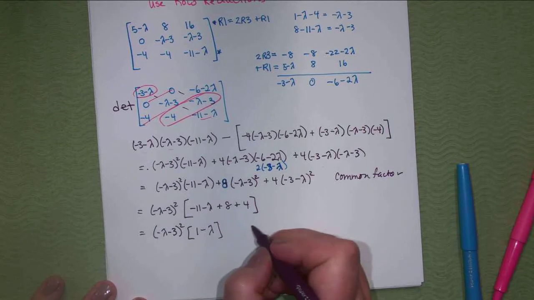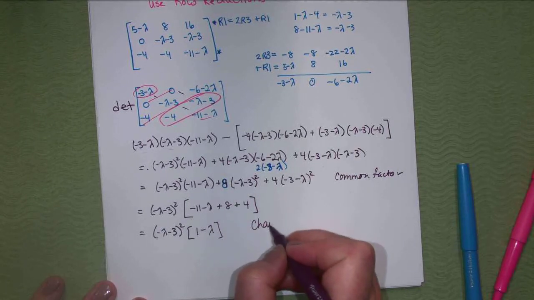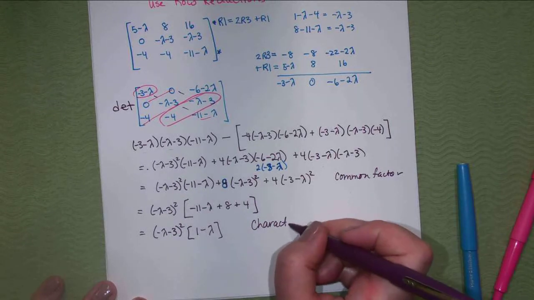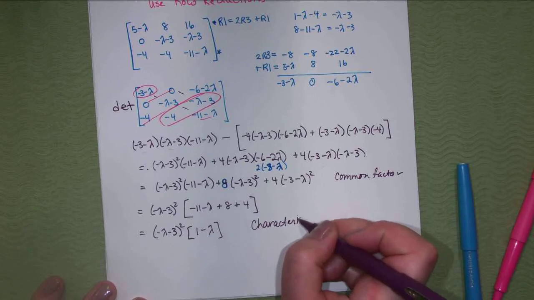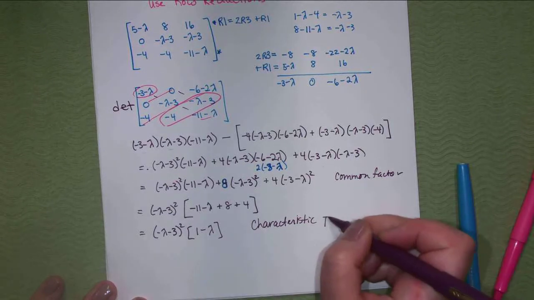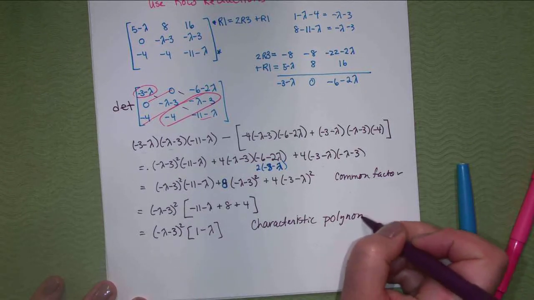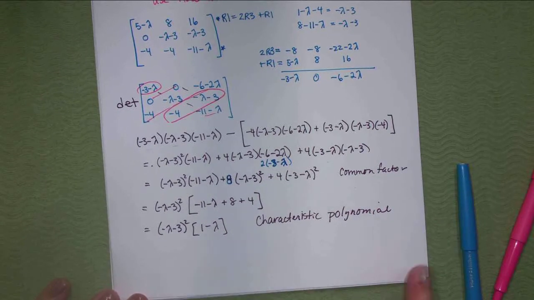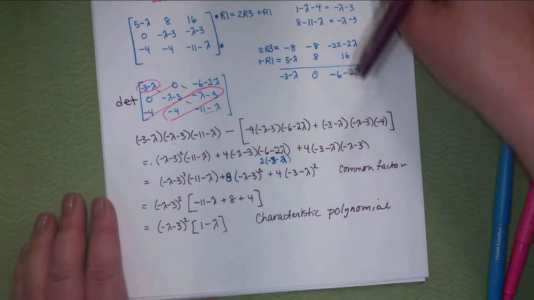All right, so factored, our characteristic polynomial, even though we're not writing it as a polynomial, is this, and I didn't have to use long division.